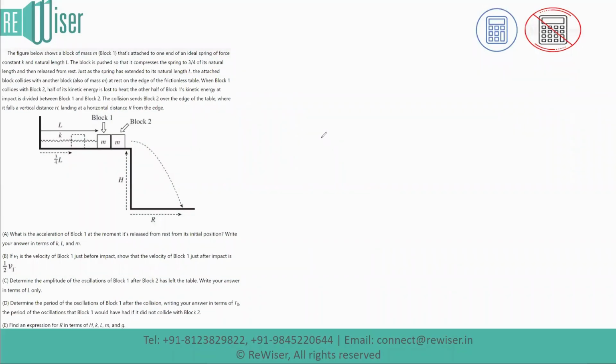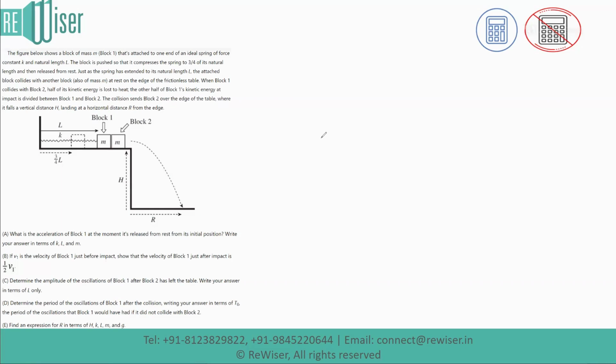Hey guys, let's have a look at a particular question. I'll start by reading the data given. The figure below shows a block of mass M, that is block 1, attached to one end of an ideal spring of spring constant or force constant K and a natural length L. The natural length L is the resting length, or the length at which there is neither a compressive nor an expansive force applied by the spring.